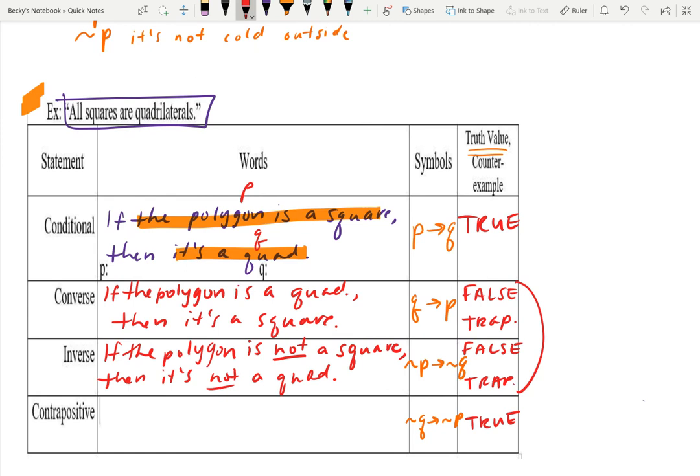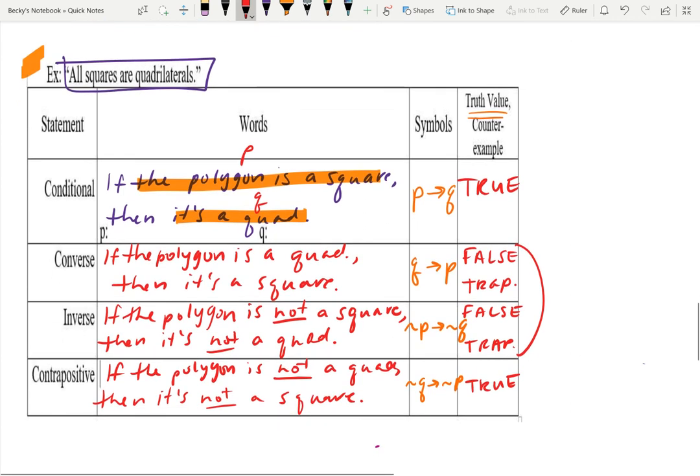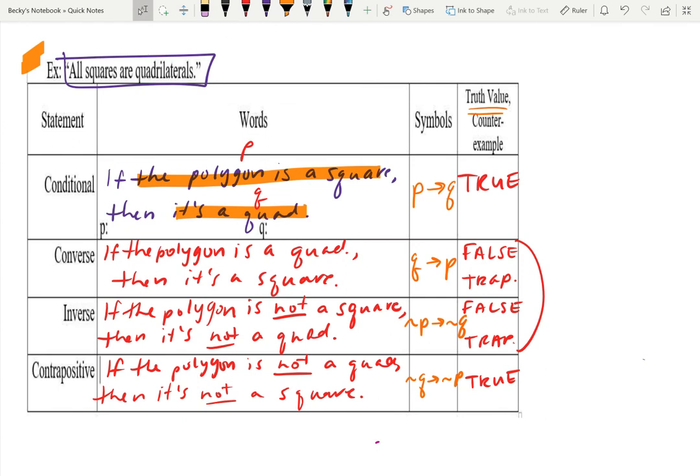The contrapositive, we're going to flip and negate this time. If the polygon is not a quadrilateral, then it's not a square. Man, my handwriting's bad. I'm sorry, guys. I hope you can read it. All right, so that's a lot of information. If you need help, contact me, send me a message, attend a help session. All right, let's keep going.